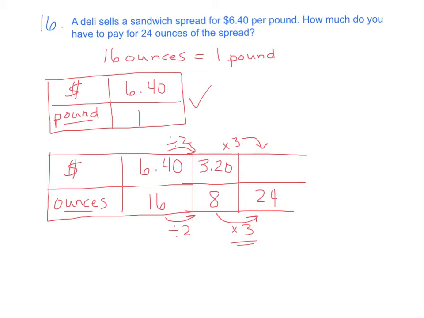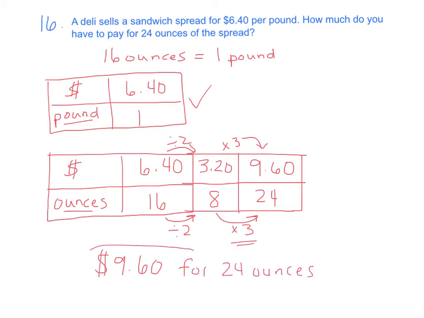$3.20 times 3 gives me $9.60. Now, my answer ends up being, it's going to cost me $9.60 for 24 ounces. And that's your final answer.